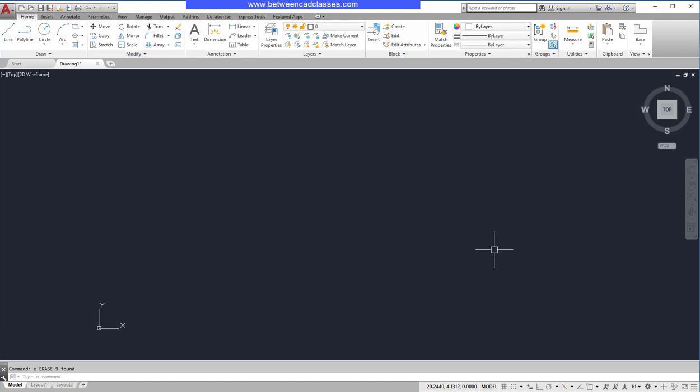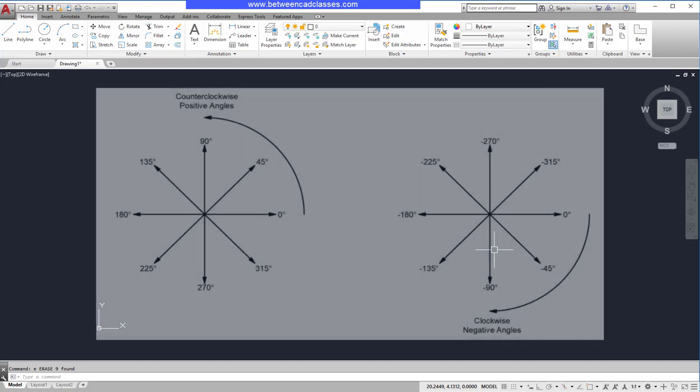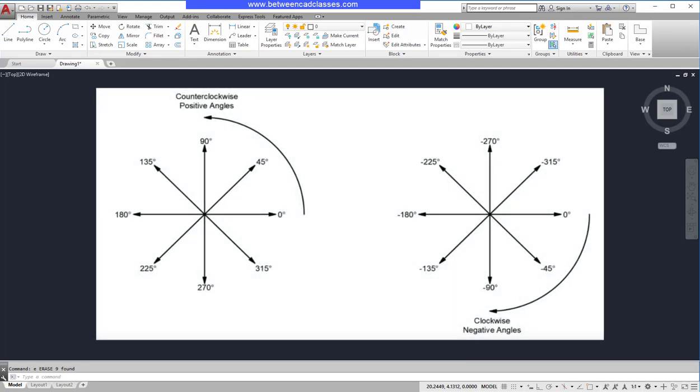In this lesson, we will take a look at how to draw lines accurately using the polar coordinate method. Instead of just looking at XY coordinates, the polar coordinate method looks at the length of the line and the direction it is traveling. The direction it is traveling is based upon the way that AutoCAD calculates angles.